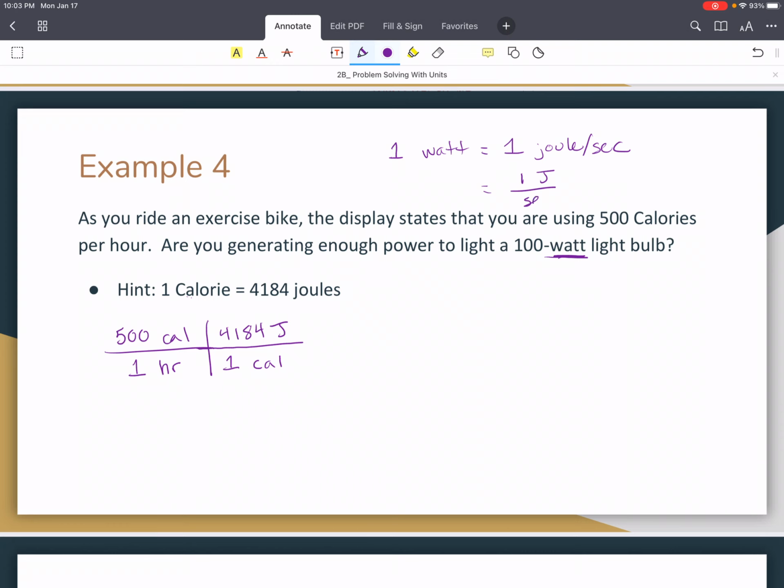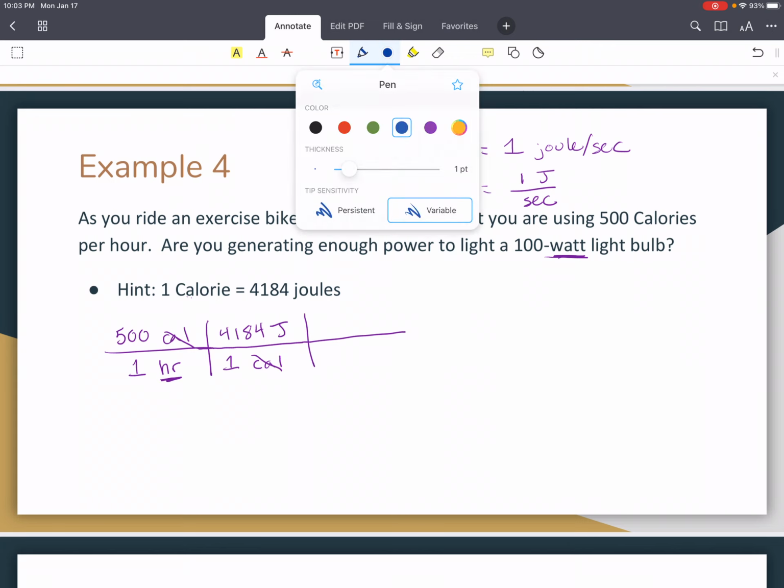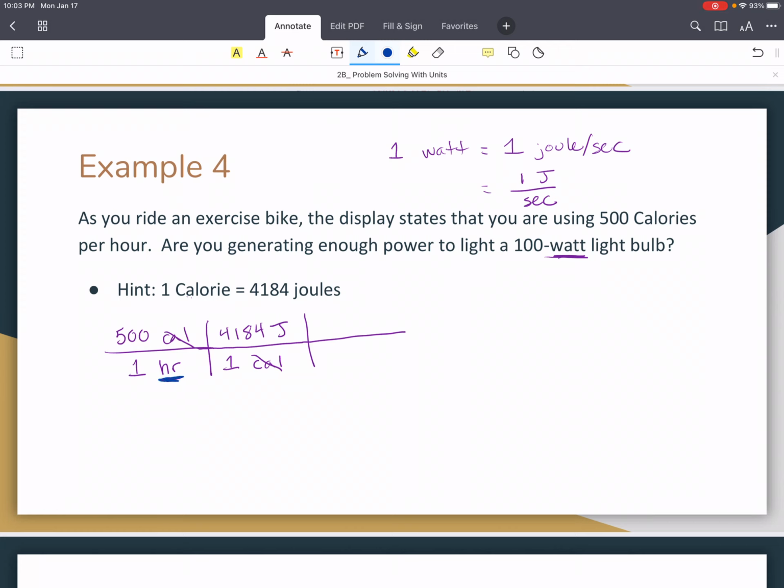So when I want joules per second, that means I want joules over seconds. So we got the joules on top part, but right now it's joules an hour, so I need to convert the hours here into seconds. I'll do that in a different color. So hours needs to be to seconds, so I know 1 hour is 60 minutes. And then I know 1 minute is 60 seconds.